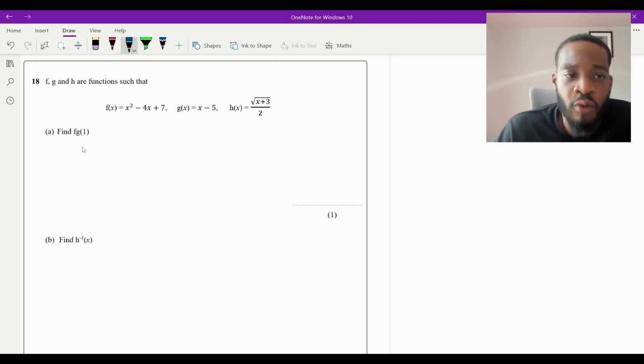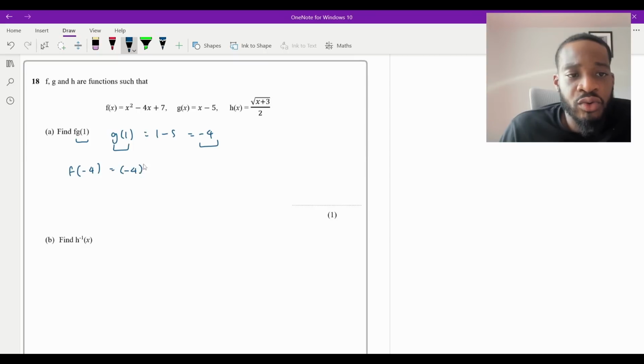Okay, so firstly, composite function. G of 1 is closest. So g is closest to that number 1. So that tells me that I have to plug in g of 1 into f. So I'm going to figure out what g of 1 is. And that's just going to be 1 take away 5, isn't it? Which is minus 4. So now g of 1 is minus 4. That minus 4 is going to go into our function f. So it's going to be f of minus 4, which is going to be minus 4 all squared, minus 4 lots of minus 4, plus 7.